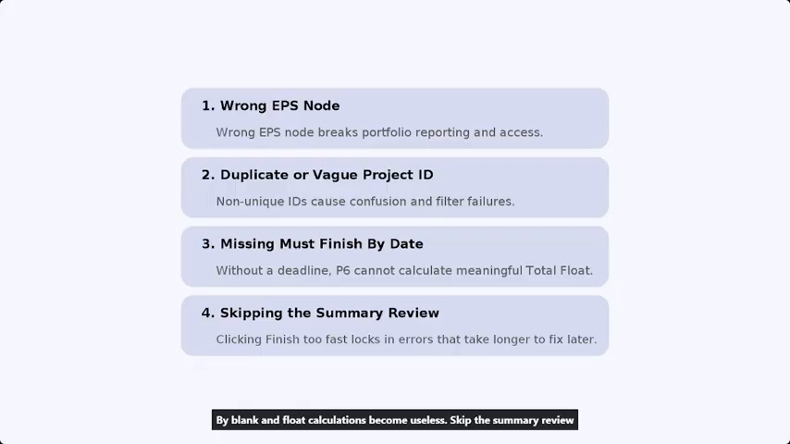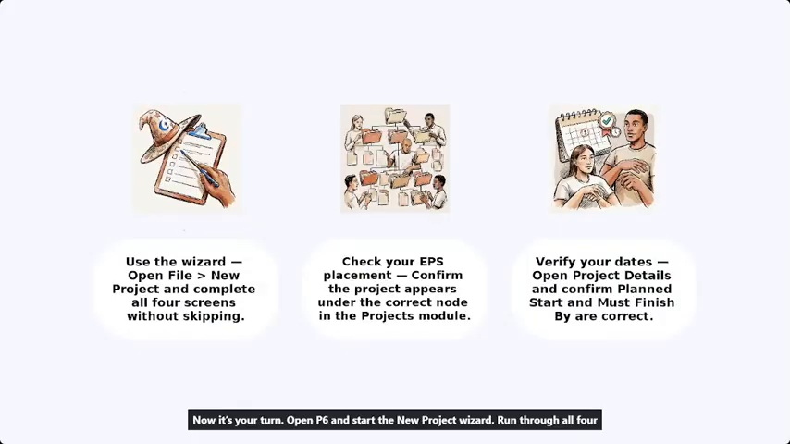Now it's your turn. Open P6 and start the new project wizard. Run through all four screens with a real or practice project. After you click Finish, go to the project's module and make sure the project sits under the right EPS node. Then open Project Details and check that your planned start and must finish by dates are what you intended. That's the three-step check after creation. Do it every time.